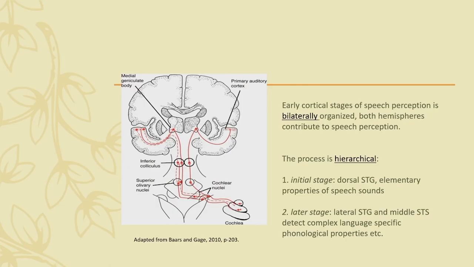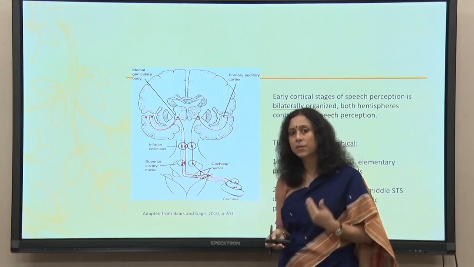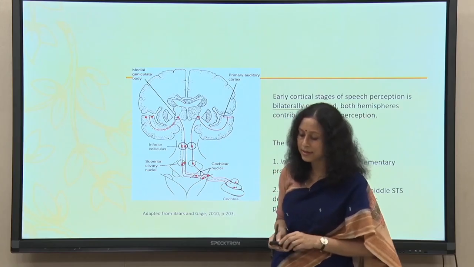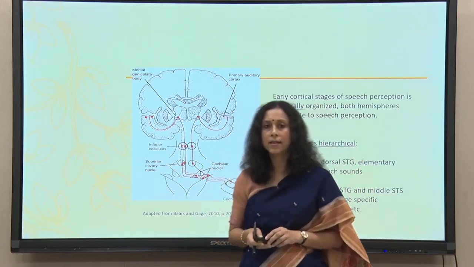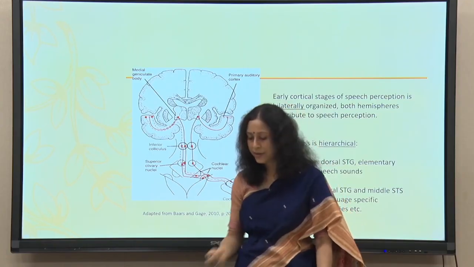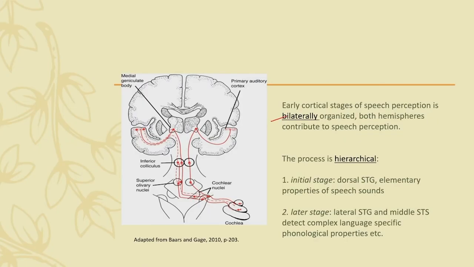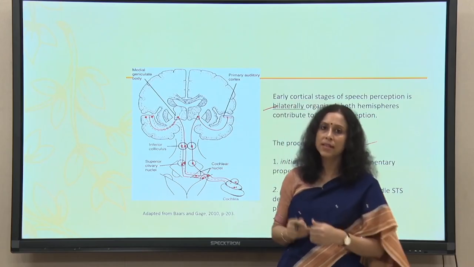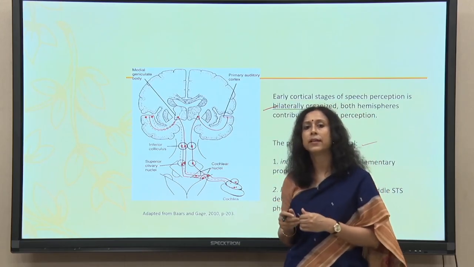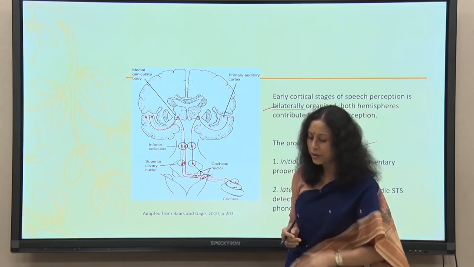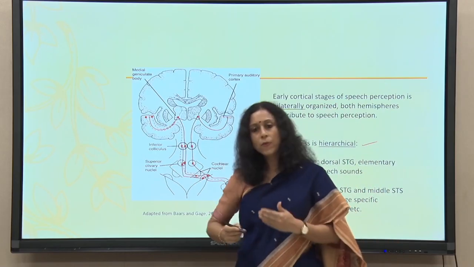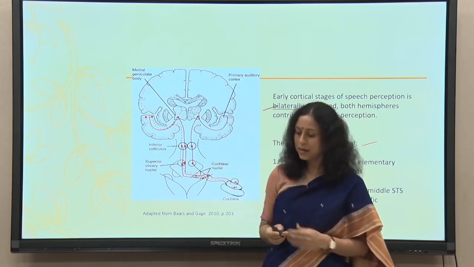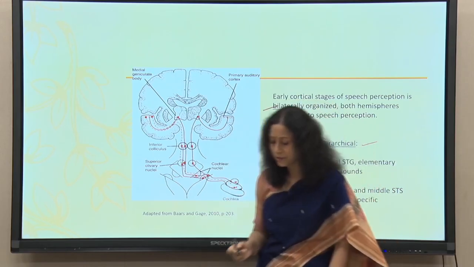Now, one of the most important things about speech perception is that the early stages, at least, have two important features. One is that it is bilaterally organized, and another is that it is hierarchical. We are talking about the early stages, that is, when the speech signal is received and travels from the inner ear to the auditory cortex. So, these two features, bilaterality and hierarchical arrangement, are what we will talk about.